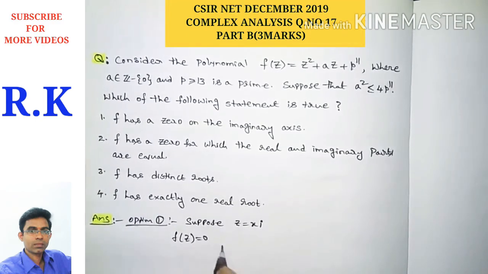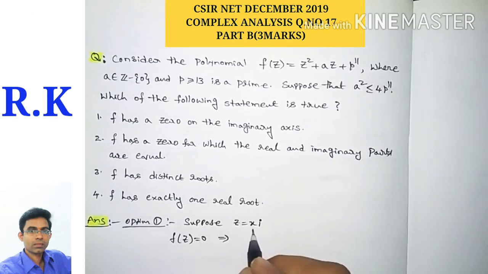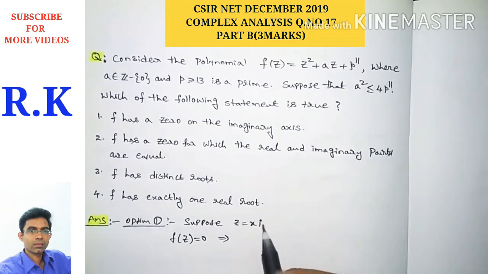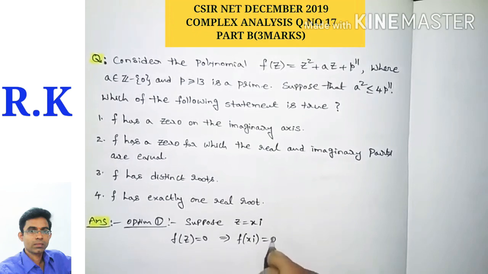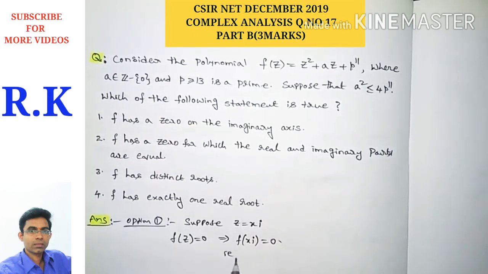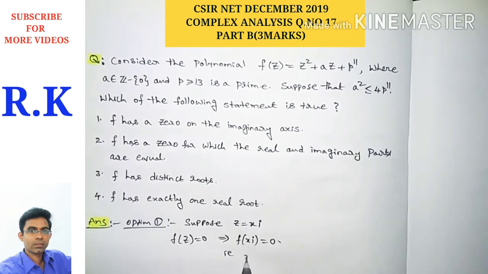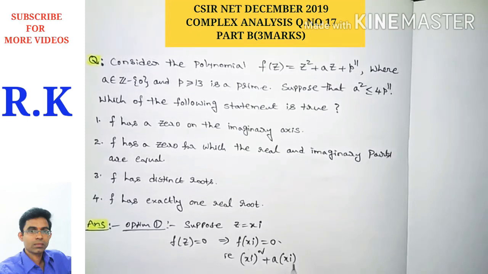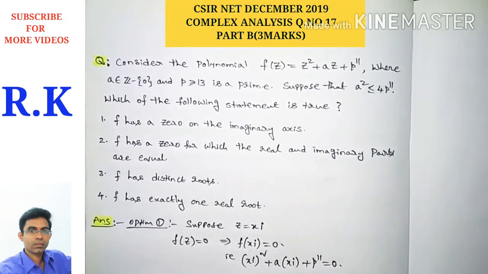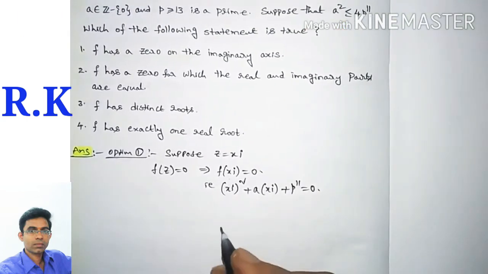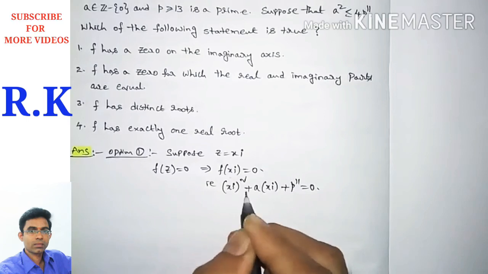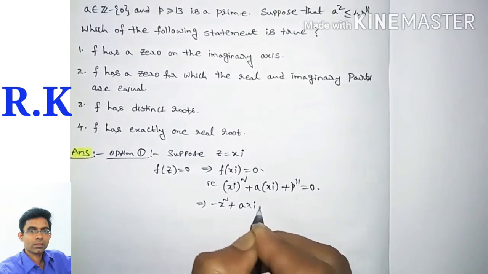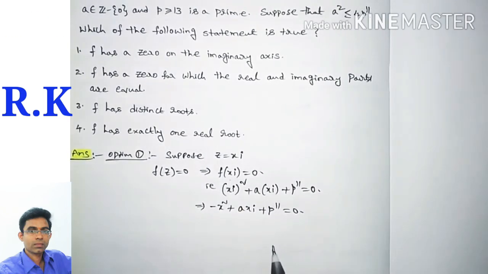So f of z is equal to 0 means if we substitute this value in the given function f of z, it must be equal to 0. So that implies f of xi is equal to 0. In place of z we can replace xi. So that is xi whole square plus a into xi plus p to the power 11 is equal to 0. Now we have to simplify this, and here i square means minus 1, so this value is equal to minus x square plus axi plus p to the power 11 is equal to 0.